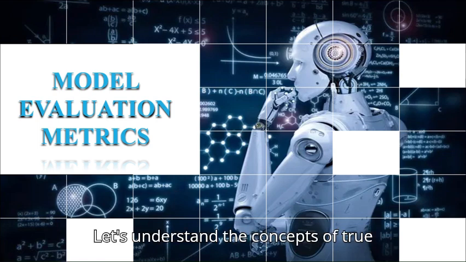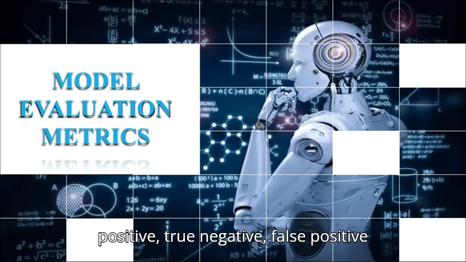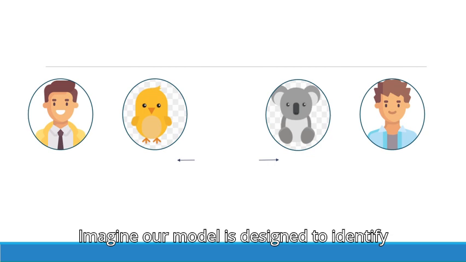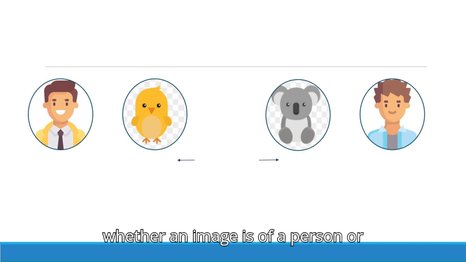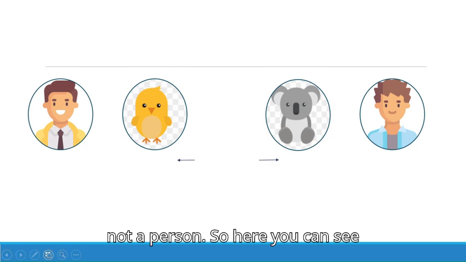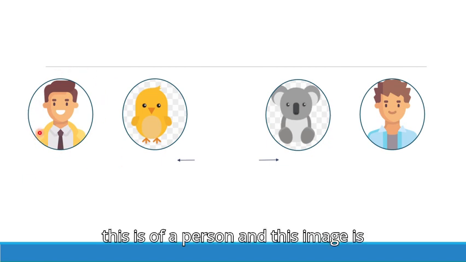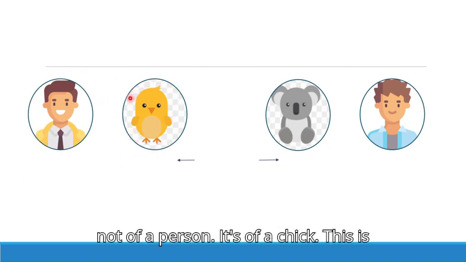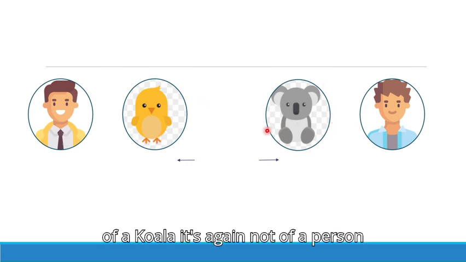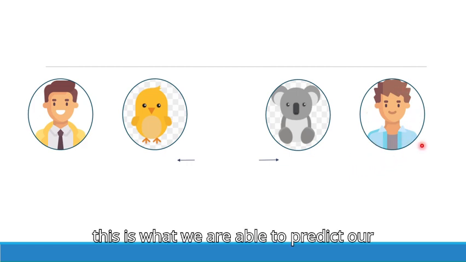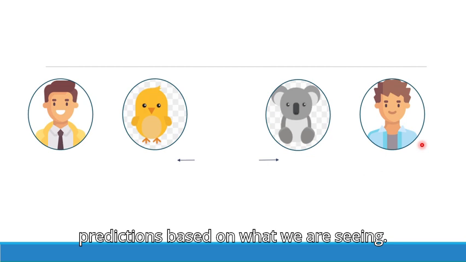Let's understand the concepts of true positive, true negative, false positive, and false negative with a simple example. Imagine our model is designed to identify whether an image is of a person or not a person. So here you can see that this is of a person and this image is not of a person, it's of a chick. This is of a koala, it's again not of a person, and this is of a person. So this is what we are able to predict, our predictions based on what we are seeing.